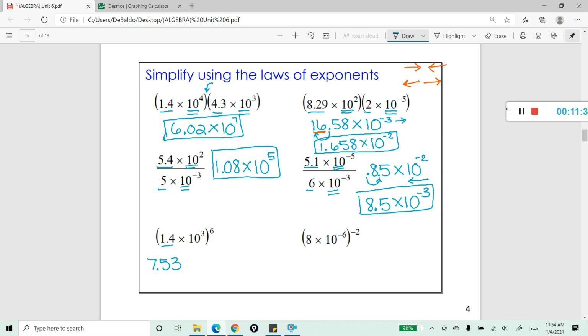Okay, now let's go ahead and use our power rule. So we have 10 raised to the 3rd raised to the 6th. So I'm going to multiply those to give me 10 to the 18th power. And that's it. We're in scientific notation. My decimal's in the right place, and we're all done.